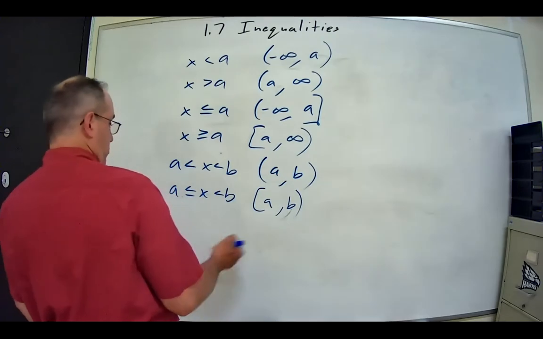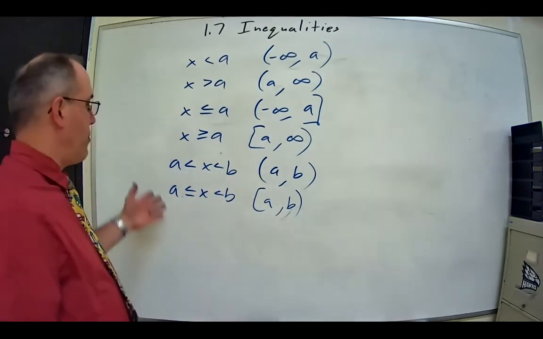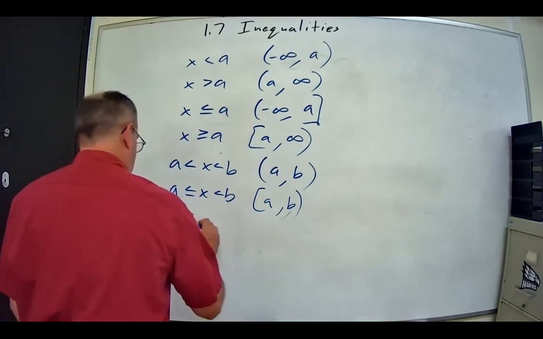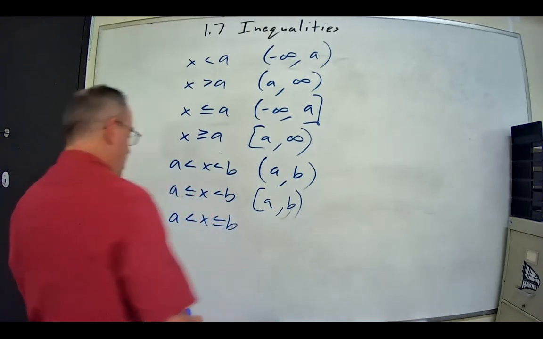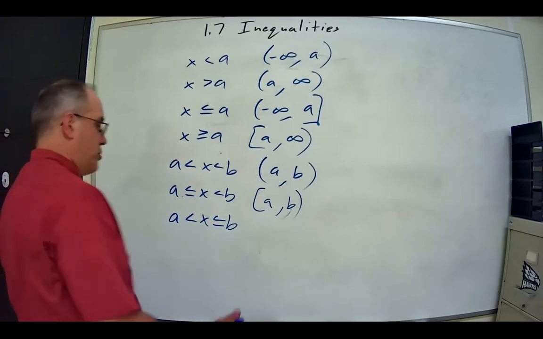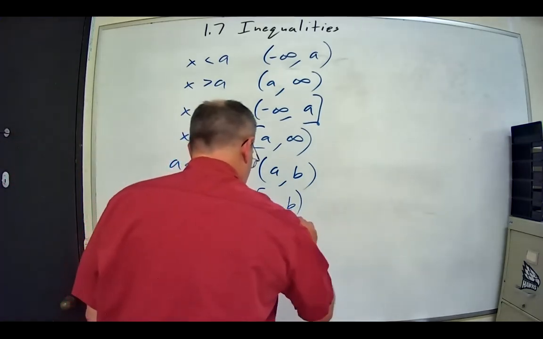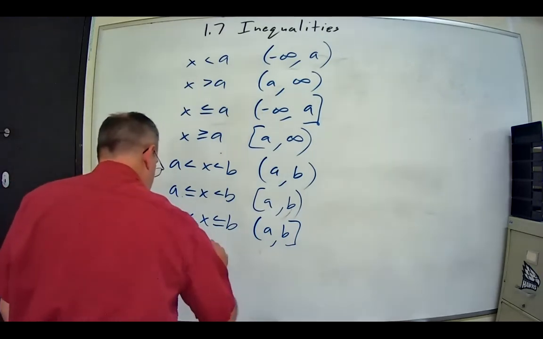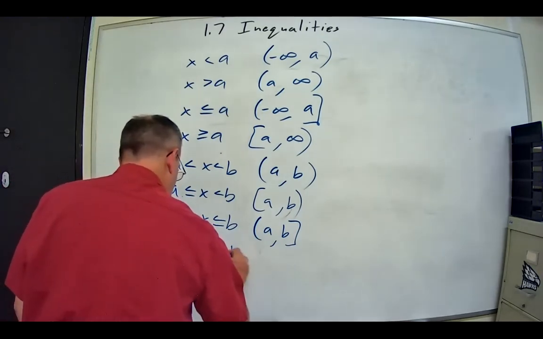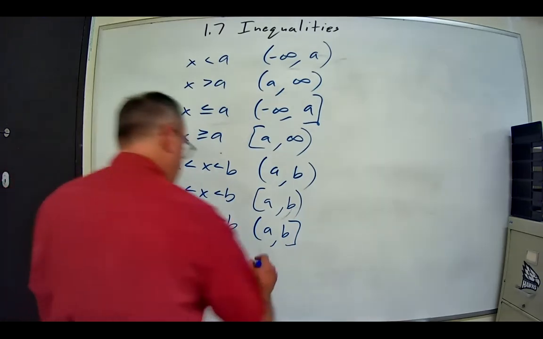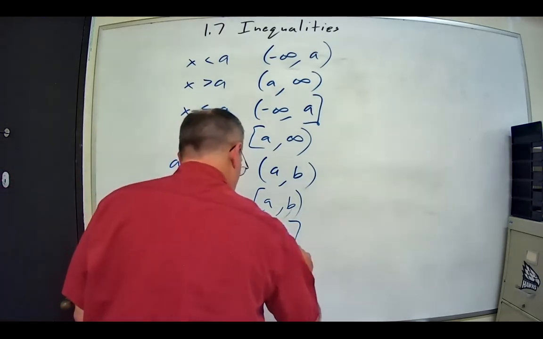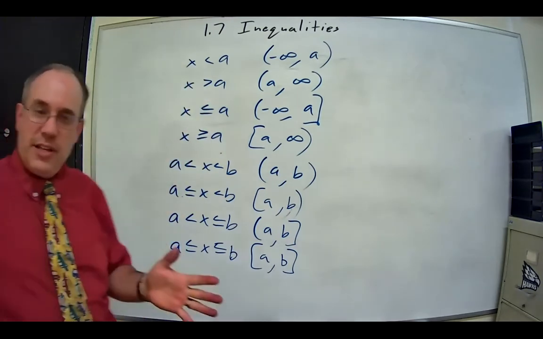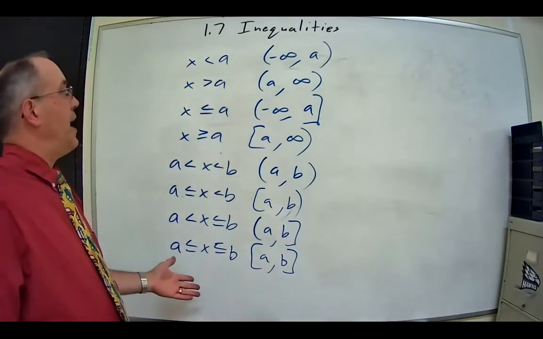Going the other way, what if we have, actually I'm not going to go the other way because we already set this up. So what if we have a less than x less than or equal to b? Now it does not include a, but it includes b. So from a to b inclusive. And a less than or equal to x less than or equal to b. So it includes both a and b. So we see a whole bunch of different intervals that we could have here.